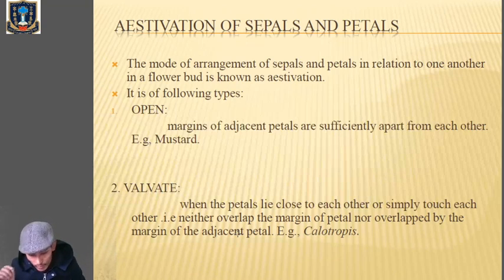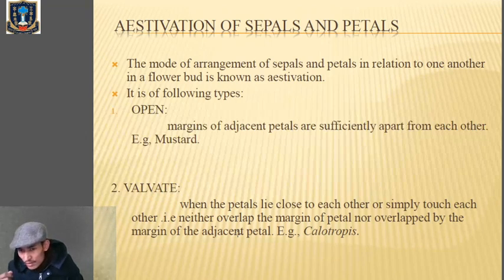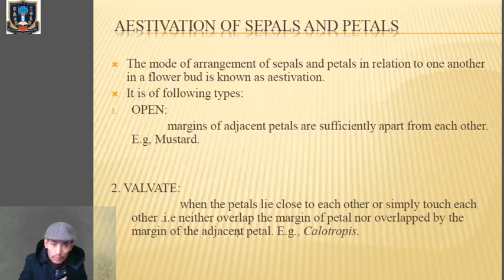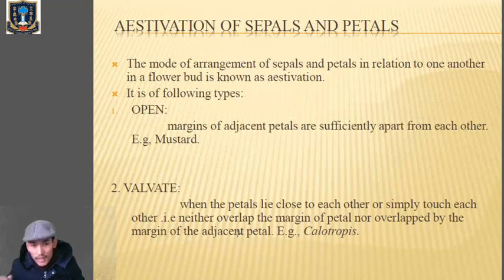Now let's talk about the important one, valvate. In valvate type of estivation, we will simply see that the petals lie close to each other, or they will simply touch each other. One more time, in valvate type of estivation, the petals lie close to each other, which are generally apart in case of open type. But here in valvate, the petals lie close to each other, or they will simply touch each other. That is, they neither overlap the margin of the adjacent petals nor are overlapped by them.